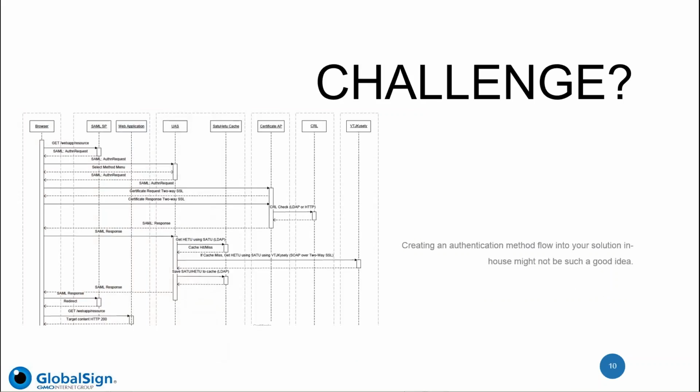And here we can see a very, very short clip of an authentication process. And what we can see is that it is not easy, it is not a simple thing. Creating an authentication method flow into your own solution in-house might not be such a good idea after all. The very beauty of identity and access management is that it can hide the complexity of user authentication. And creating and maintaining these kinds of complex authentication flows for each application by coding yourself, there is a much better way.